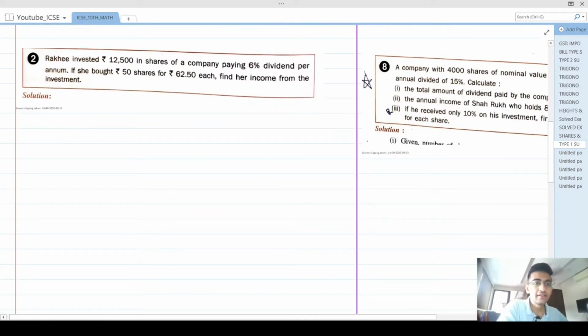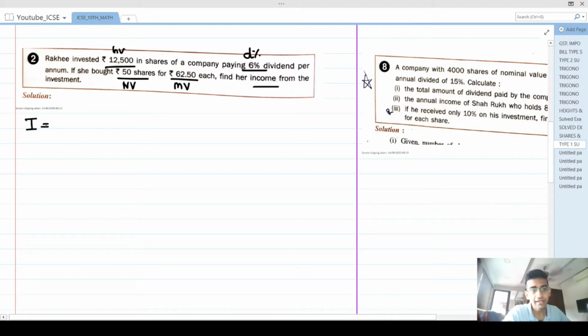Raki invested 12,500. So this is a total investment, I, in shares of a company paying 6% dividend. This is dividend rate, D%, per annum. She bought rupees 50 shares. This is the face value at rupees 62.5 each. Find her income. We need to find income.